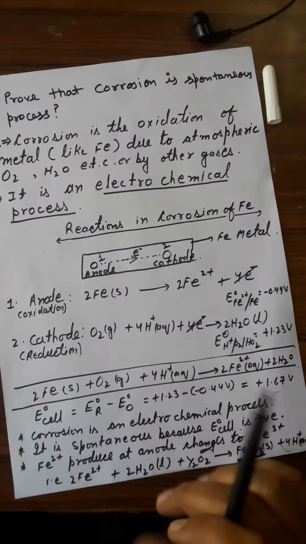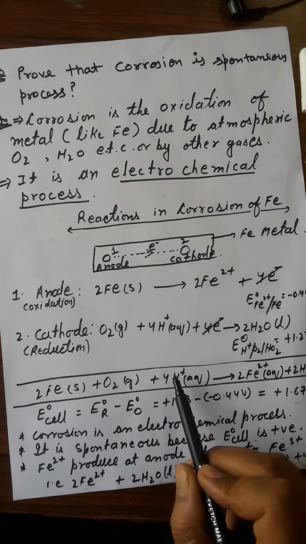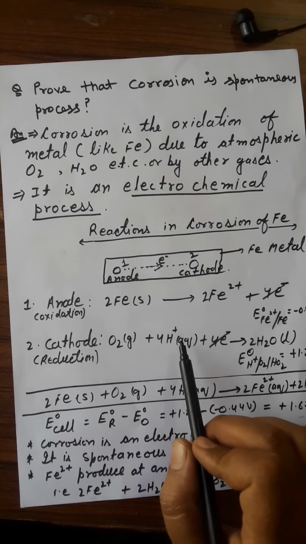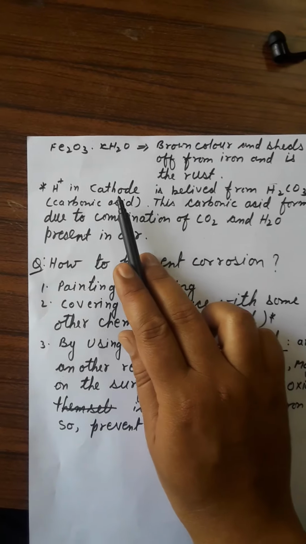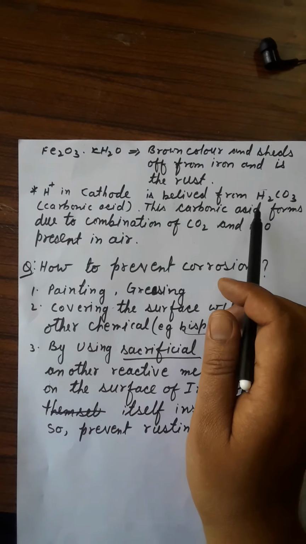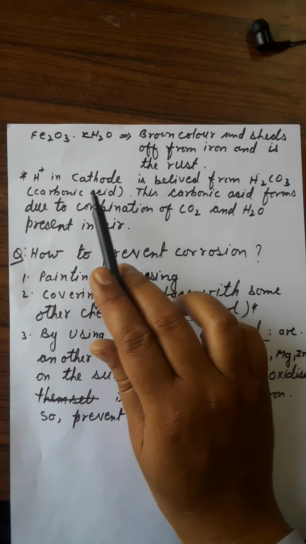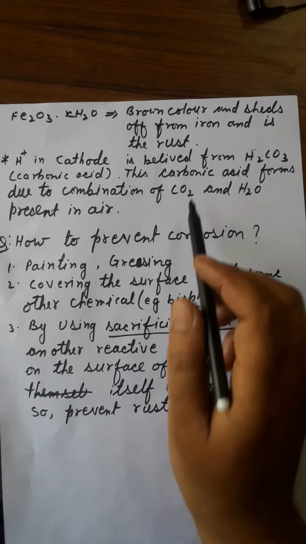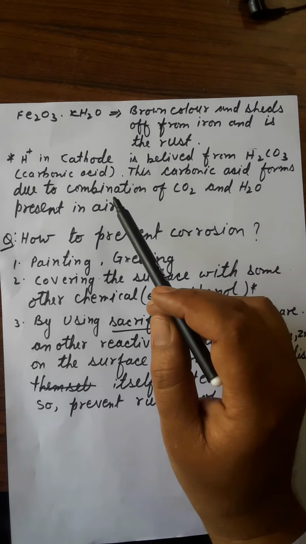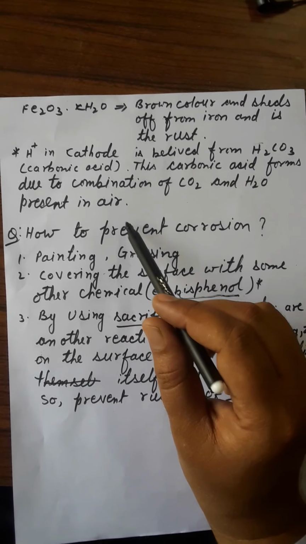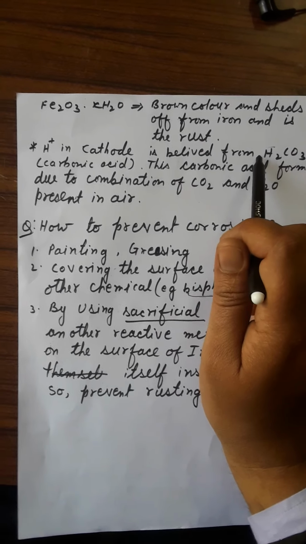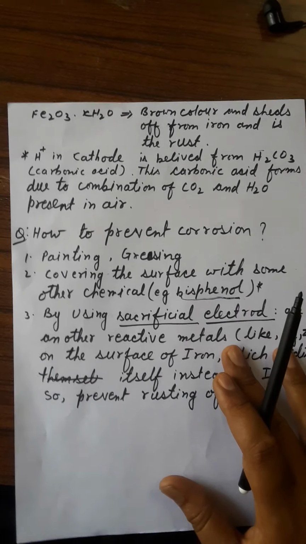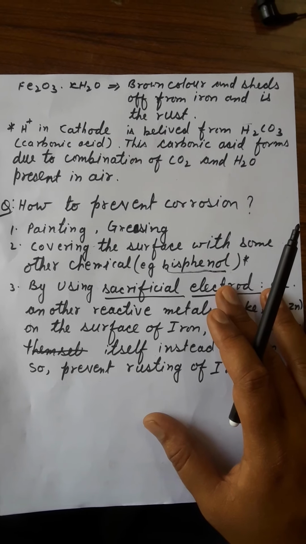Now one more thing. Earlier I asked you from where this H+ has been obtained. Is there any acid? No, there is no acid. Where is this H+ obtained from? Some scientists believe that the H+ obtained at the cathode is from H2CO3, which is also known as carbonic acid. This carbonic acid comes from the combination of CO2 and H2O which is present in the air. So we can conclude that H+ comes from H2CO3. Now this is the chemistry of the corrosion of iron.